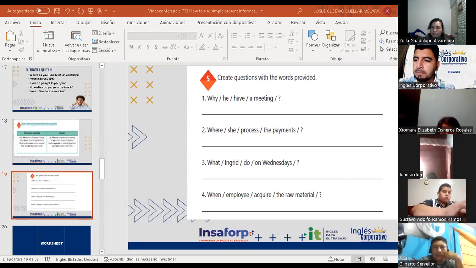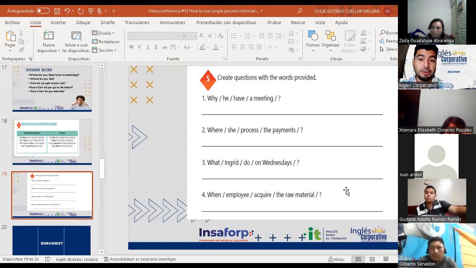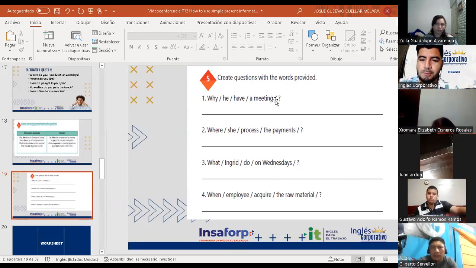¿Okay? Entonces aquí diría, cuando el empleado adquiere el material. ¿Cuándo adquiere o cuando el empleado adquiere el material? Estás preguntando cuándo lo va a conseguir, cuándo lo va a adquirir. Son preguntas en presente todas. Como la primera, why does he have a meeting? Porque tiene reunión. Porque él tiene reunión. Venga, Gilberto.